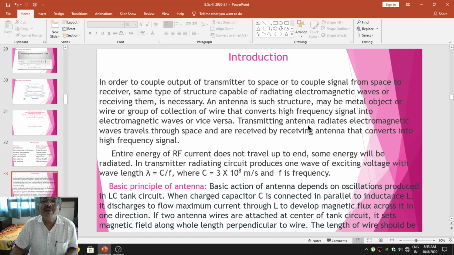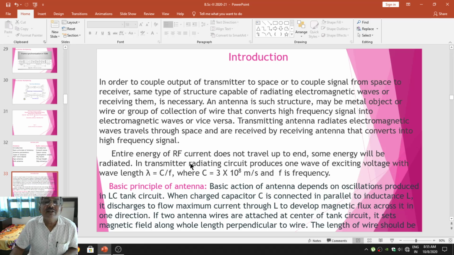What is the role of the transmitting antenna? It radiates the electromagnetic radiations into space. They travel through space and are received by the receiving antenna and converted again into the high frequency signal. The entire energy of the radio frequency current doesn't travel up to the end. Some energy will be radiated.